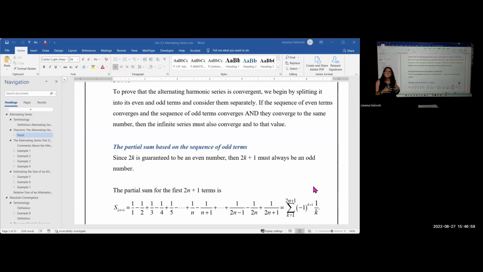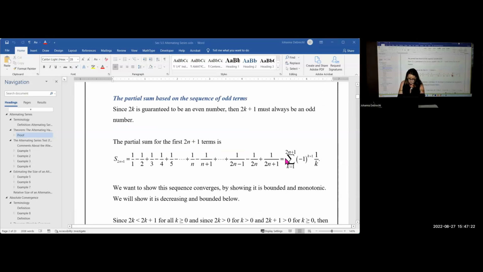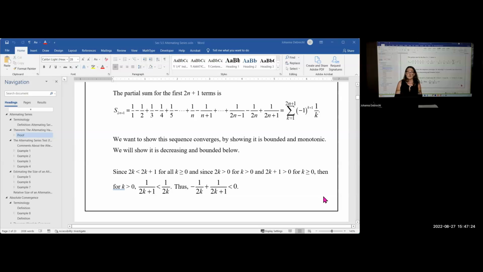And again, this is a partial sum, not the full series. So we have the partial sum from 1 to 2n plus 1 of negative 1 to the k plus 1 over k. Notice I changed the index to k because I'm using n as part of the upper limit of summation. Now, we want to show that this sequence converges by using the monotone convergence theorem, which says if it's bounded and monotonic, it must converge. So we're going to show that it's decreasing and that it's bounded below.